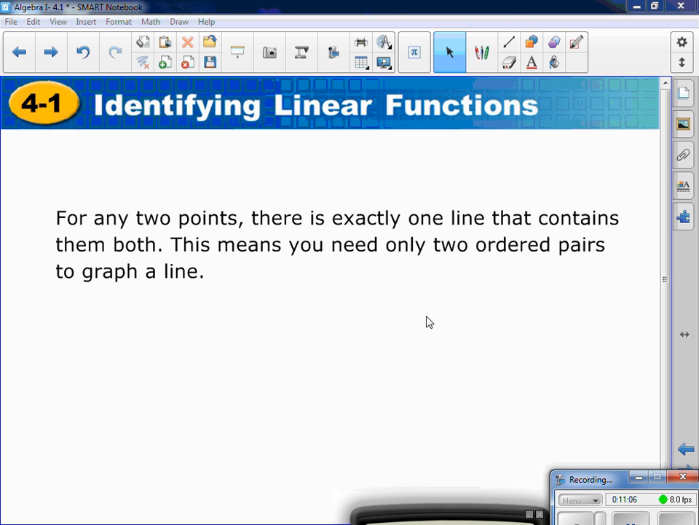For any 2 points, there's exactly one line that contains them both. This means you only need 2 ordered pairs to graph a line. If I asked you to draw a line, the minimum amount of points you need is 2. The first one gives you location. The second one gives you direction.